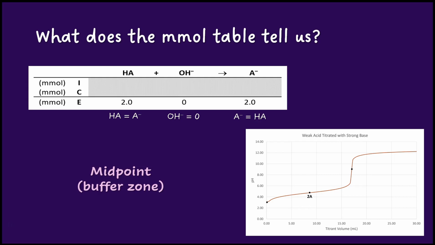So while we are in the buffer zone, the fact that HA equals A- means that the solution is half titrated. When the titration is midway to the equivalence point, we call it the midpoint.